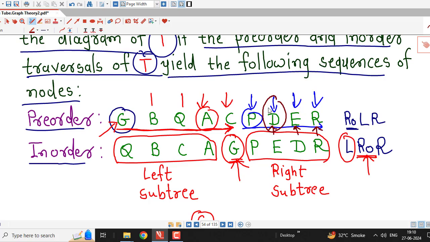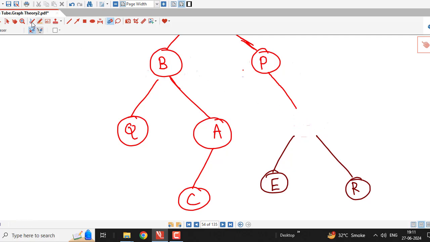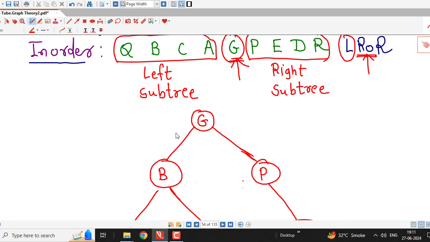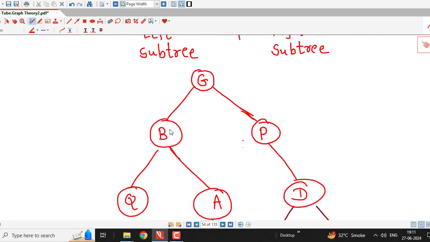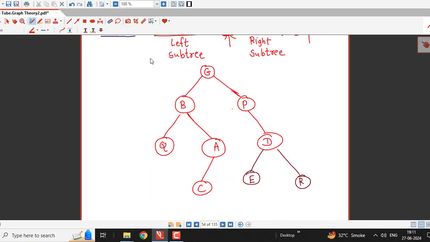So D comes first, therefore D will be the root here, and to the left of D we have E, so I am writing E to the left of D, and R is to the right of D, so I am writing R here, and this I will simplify as capital D. So this is the required binary tree whose pre-order and in-order traversals are given. You can see this. Let me minimize this. So this is our required binary tree.